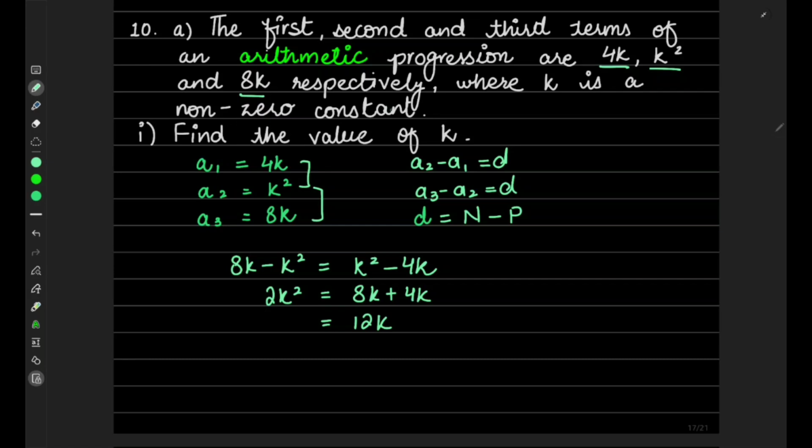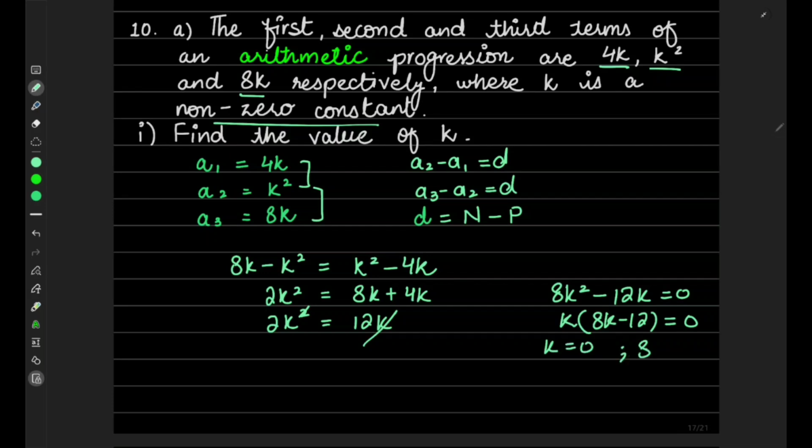Now, when they say it is a non-zero constant, if we are sure that something is non-zero, then we can cancel the variables on both sides. Otherwise we cannot cancel. How are we supposed to do it? We should be doing it like this. 8k square minus 12k equals 0. Then we will be taking k common, and it will give you 8k minus 12. So either k is equal to 0 or 8k minus 12 equals 0. In this way, you get one value equal to 0, but they have already told you that this is non-zero.